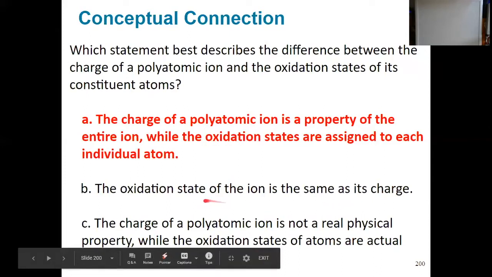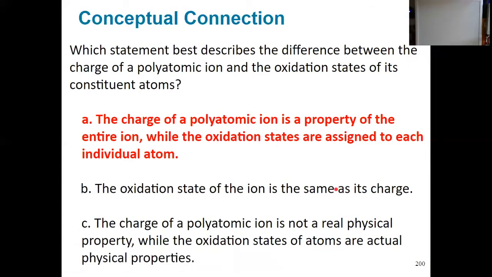That does not make sense for a polyatomic ion because a polyatomic ion consists of many atoms. The charge of the polyatomic ion is not a real physical property. That's the exact opposite. While oxidation states of atoms are, that's the reverse. Choice C is the reverse of the truth.